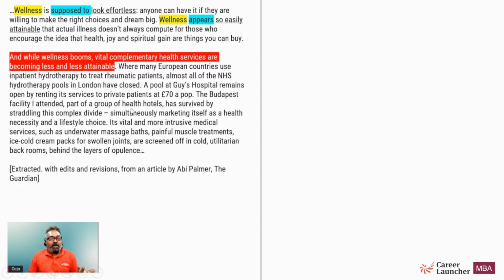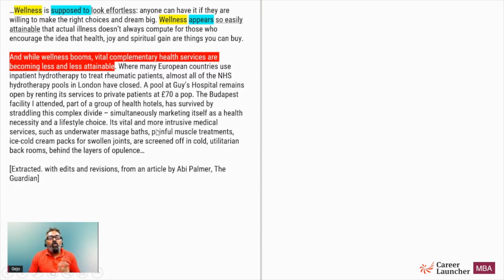And the rest of the part says: where many European countries use inpatient hydrotherapy to treat rheumatic patients, almost all of the NHS hydrotherapy pools in London have closed. A pool at Guy's Hospital remains open by rendering its services to private patients at £70 a pop. The Budapest facility, part of a group of health hotels, has survived by straddling this complex divide, simultaneously marketing itself as a health necessity and a lifestyle choice.